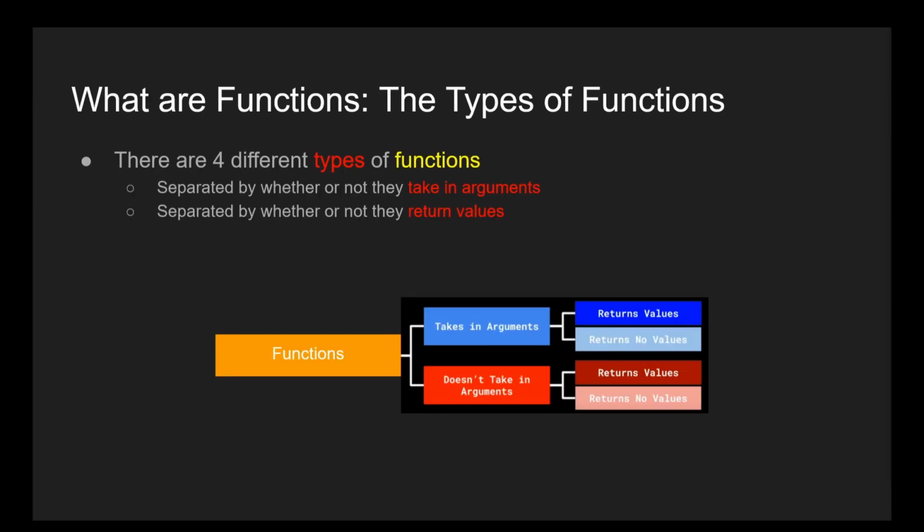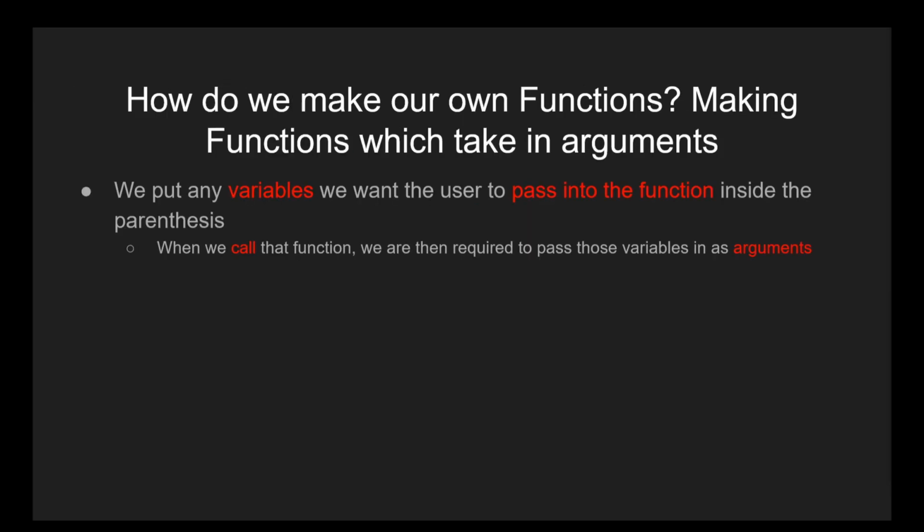Moving on to the next type of function, creating a void function that takes in arguments. Now this process is going to be very similar to the previous, except for one small adjustment. Remember the parentheses that I mentioned like 30 seconds ago? Well, we put any variables we want the user to pass into the function into these parentheses, and then when we call that specific function, it will be required to have those variables passed into it.